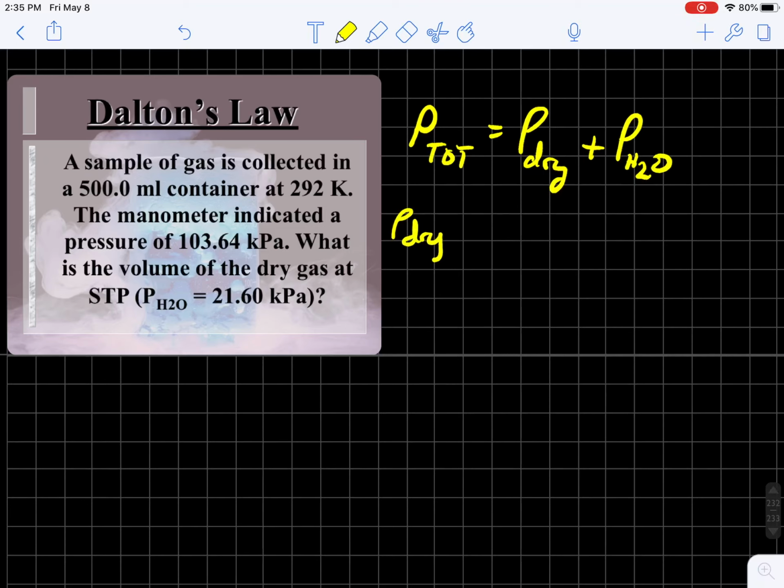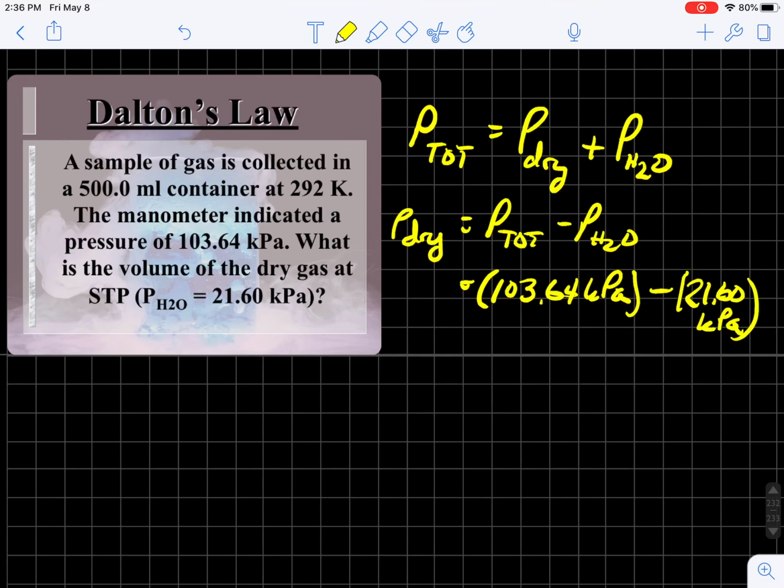So the first thing I'm going to do is adjust for the pressure of the dry gas, which is going to be the manometer reading minus the vapor pressure. So the manometer was 103.64 kilopascal. Oh, I'm sorry, you're supposed to pause, go back, try the problem yourself, and then come back and take a look at what I'm doing. All right, so pause. Okay, we're back.